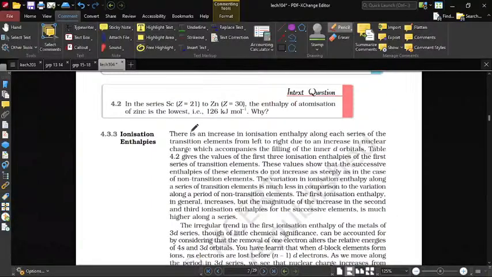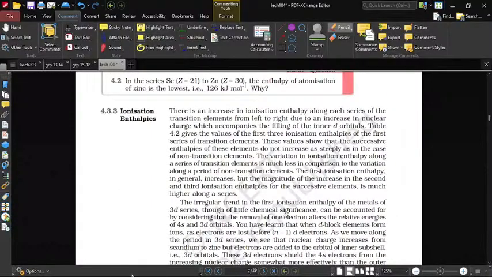There is an increase in ionization enthalpy along each series of the transition elements from left to right due to an increase in nuclear charge, which accompanies the filling of inner d orbitals. Table 4.2 gives the values of the first three ionization enthalpies of the first series of transition elements. These values show that successive enthalpies of these elements do not increase as steeply as in the case of non-transition elements. The variation in ionization enthalpy along a series of transition elements is much less in comparison to variation along a period of non-transition elements.